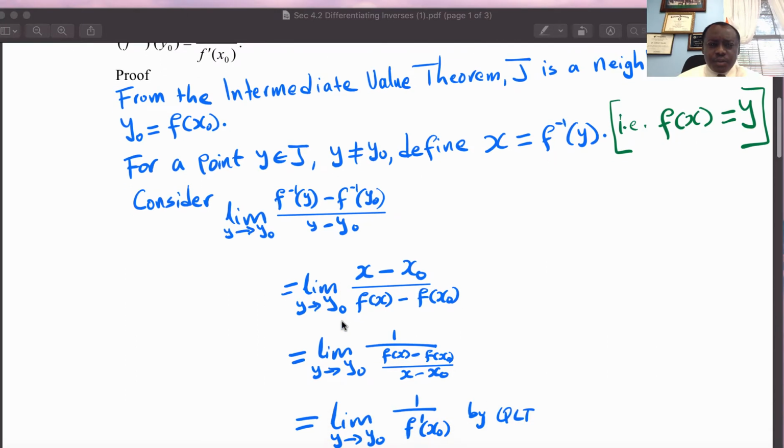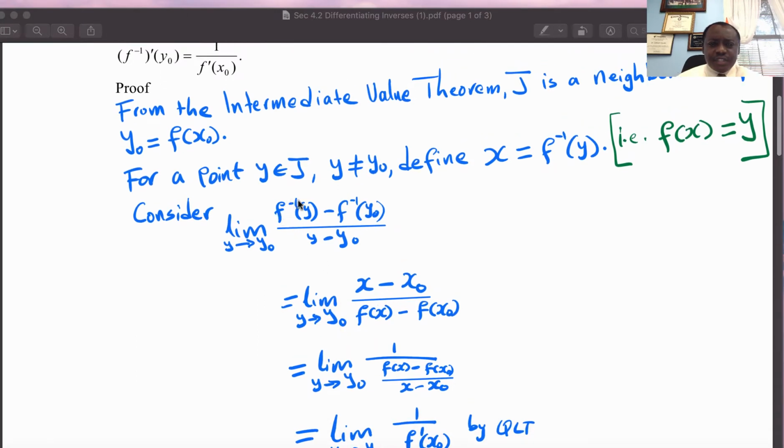Now, let's go slowly. What is f inverse of y? f inverse of y is just going to be x, and therefore f inverse of y0 is going to be x0. What about y and y0? Well, look at it right here. y equals f of x and y0 equals f of x0. So I put all of those together and that gives me limit as y approaches y0, x minus x0 divided by f of x minus f of x0.